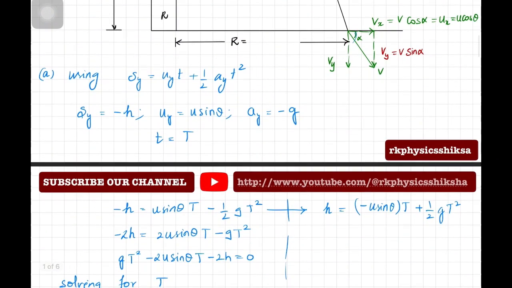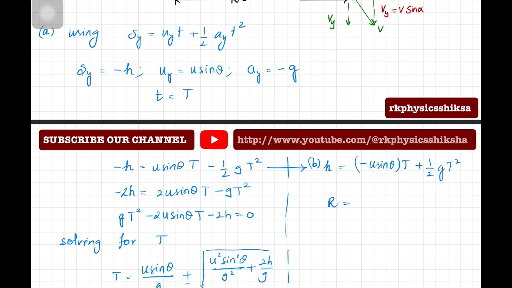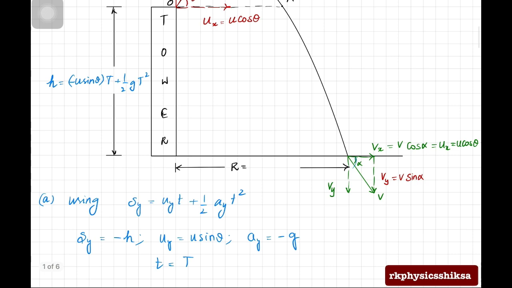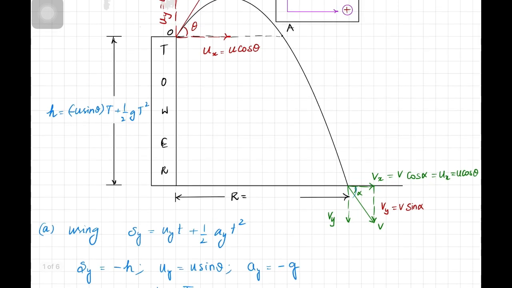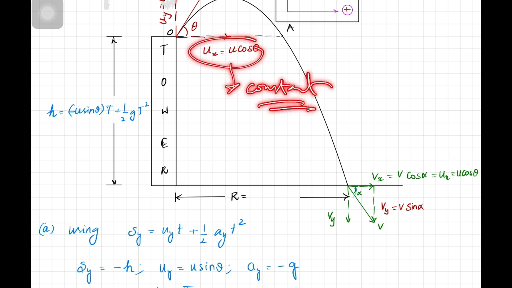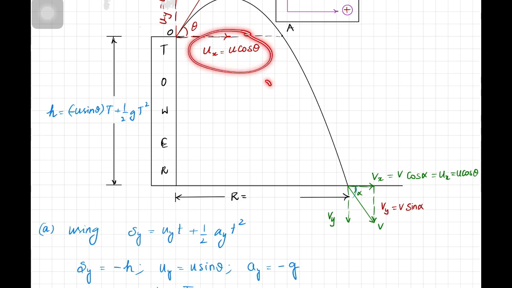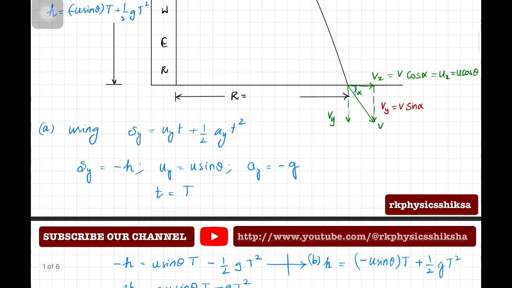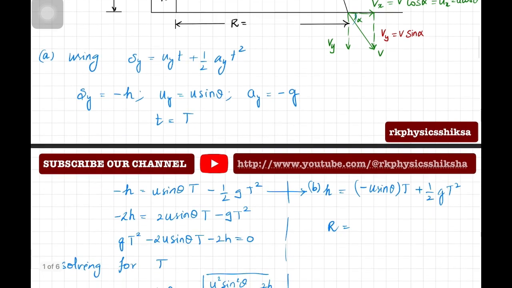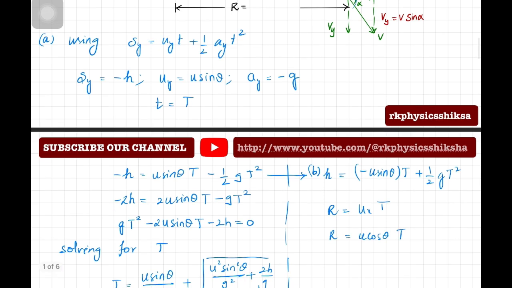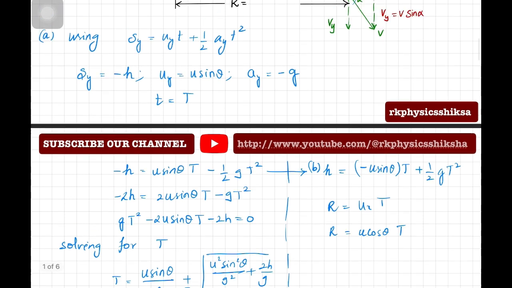In question B, we have one more term to be calculated, which is the range of the projectile. Horizontal displacement is what we call the range. The horizontal displacement will be due to the horizontal component of velocity, which always remains constant. If the velocity is constant along the horizontal, that means the acceleration along the horizontal will be equal to 0. So the range I can directly write as R is equal to the horizontal component of velocity into the total time. So the range of the projectile is equal to u cos theta into T. Calculating the T value, you can calculate the range itself.